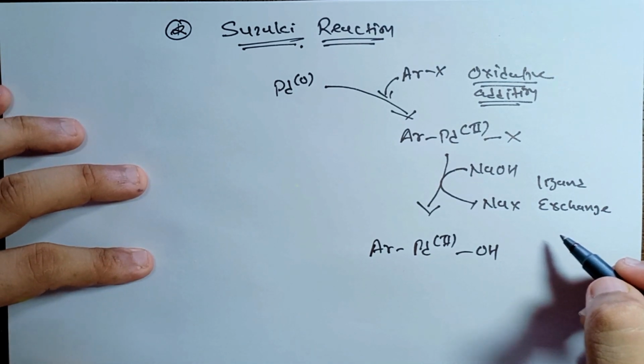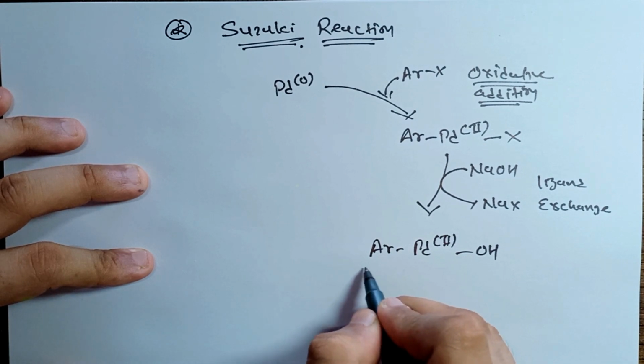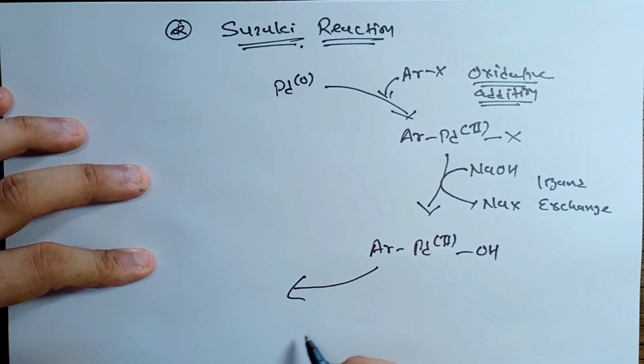Now in the next step, we react this molecule with the boronic acid group. Here we have Ar'-B(OH)2, that is BOH and BOH.